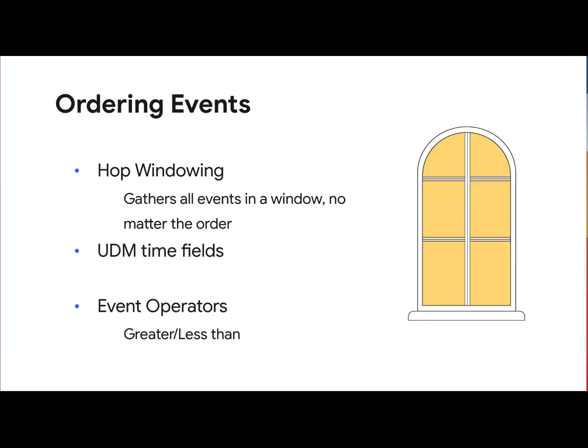By default, Chronicle uses a windowing technique called a hop. A hop essentially gathers all of the events that meet our rule criteria, no matter the time that it occurred. Now, that may be fine in some circumstances, but in some detections we want to know that event A occurred and then event B occurred and so on. Well, using UDM time fields and event operators, we can easily make this happen. Chronicle can also utilize sliding windows as well, but we'll save that for another time.